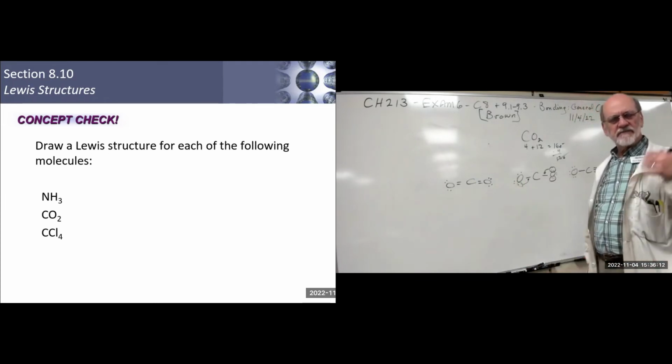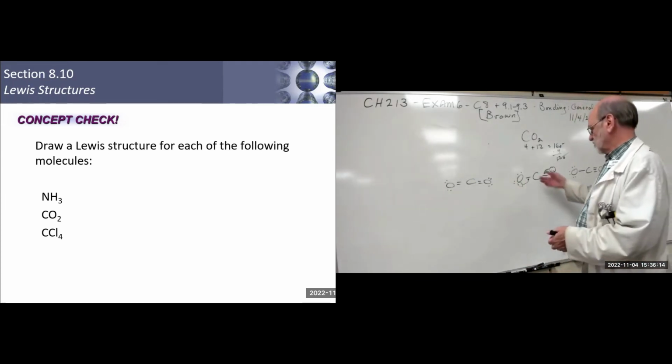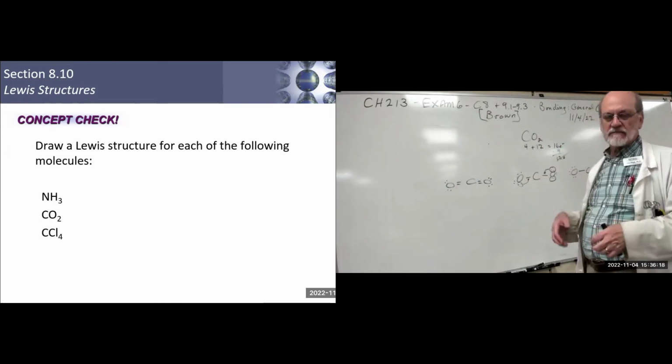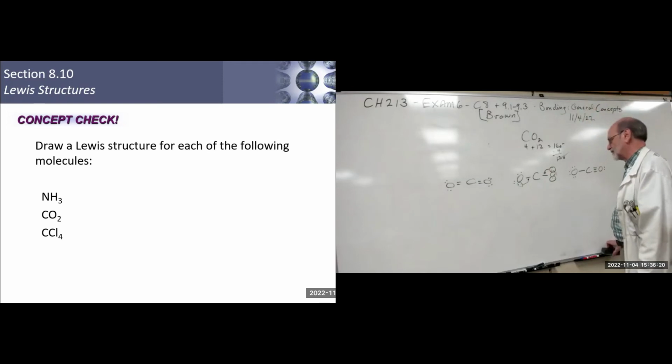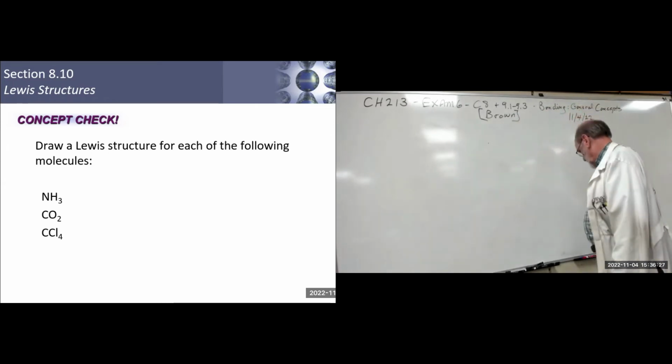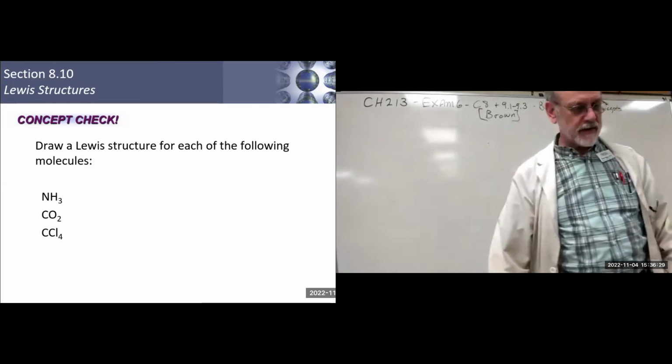Carbon tetrachloride is just carbon with 4 chlorines around it and complete the octet. That's no big deal. I'll let you do that one on your own. Especially since we waited a half hour for the internet to come back.